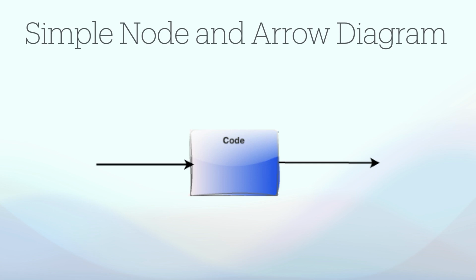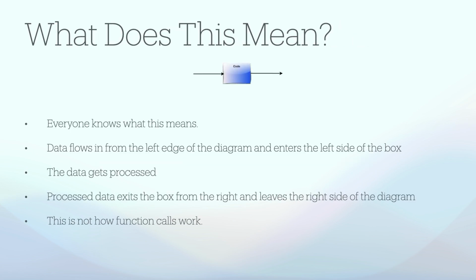A simple node and arrow diagram. Data flows in from the left edge of the diagram and enters the left side of the box. The data gets processed. The processed data exits the box from the right and leaves the right side of the diagram. This is not how function calls work.